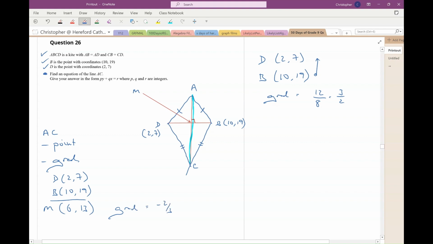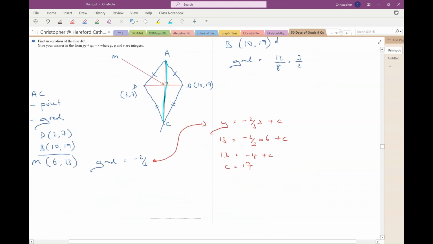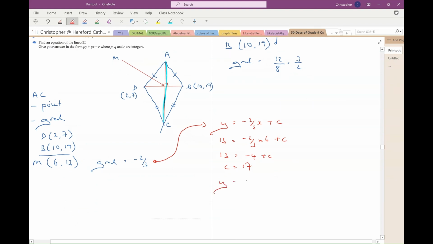So now I know a point on the line, and I know the gradient of the line. So I can go ahead and find the equation of the line AC. y equals minus 2/3 x plus c, and I know that y is 13 when x is 6. 13 equals minus 4 plus c, c equals 17. So I know that the equation of the line AC is y equals minus 2/3 x plus 17.